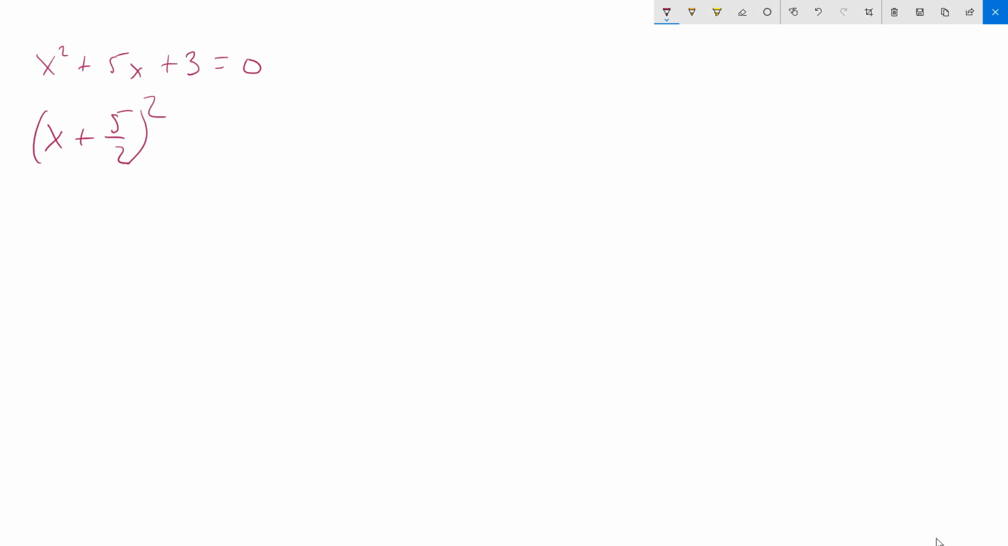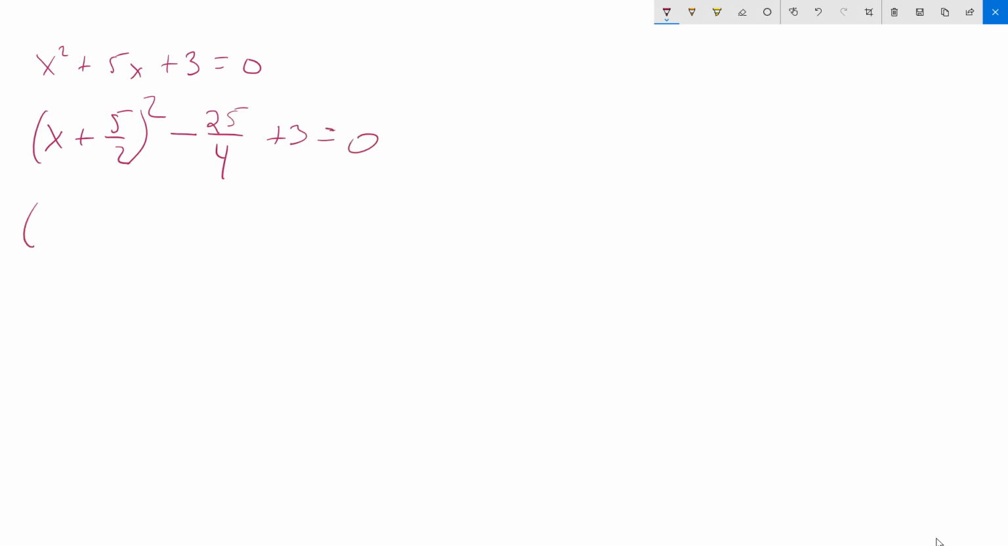Now if you multiply this part out, this will give you an extra 25 over 4 at the end. That is not present in x squared plus 5x. For that reason, you have to do minus the square of the 5 over 2. In other words, minus 25 fourths. And then you keep the 3 added and set it equal to 0 the entire time.